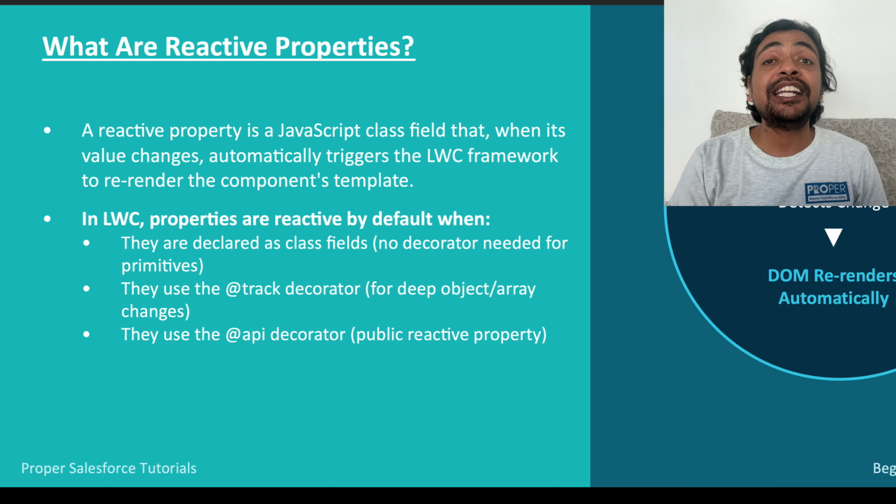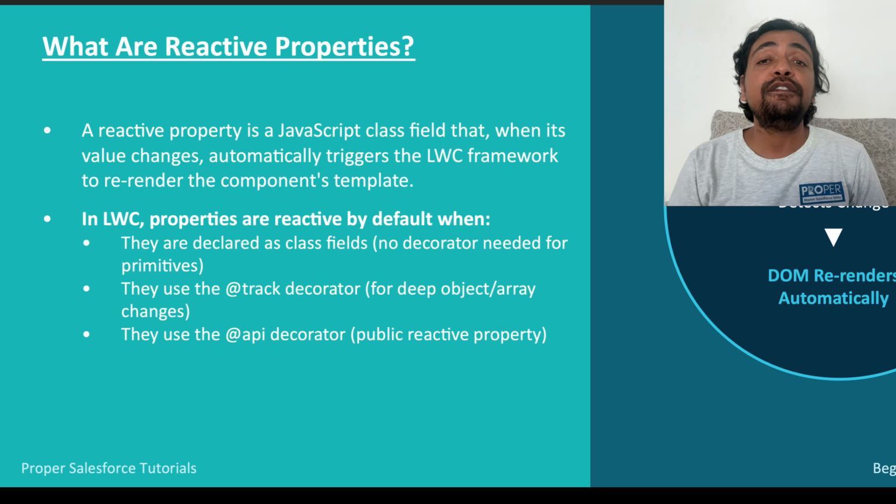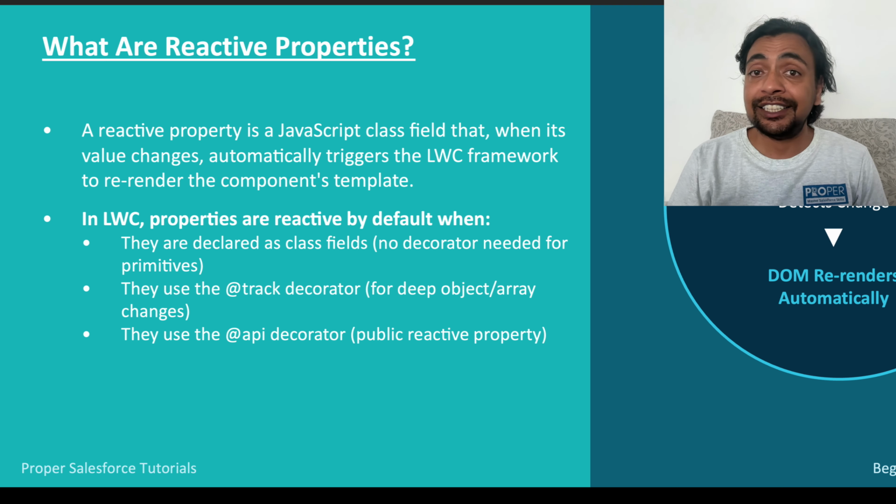But there is an @track decorator which we basically use for a deep object. I have mentioned this in the previous video, but we haven't discussed it yet. In this video, we will see that in detail. And there is one more decorator known as the @api decorator, which is actually for public reactive properties.